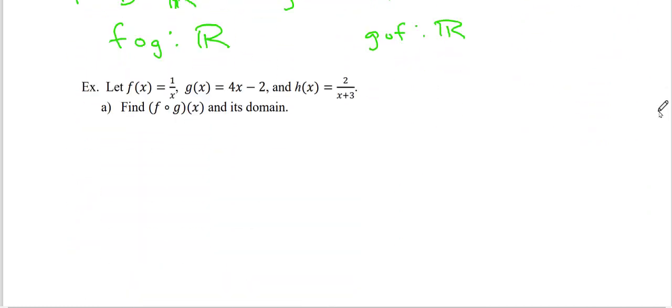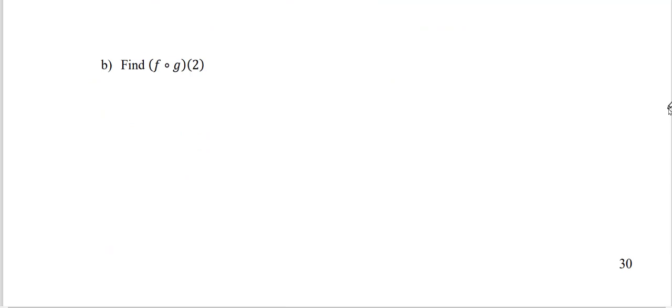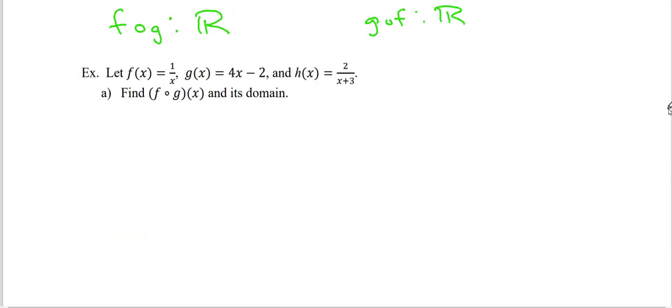Let's take a look at this one. Another example here. If f of x is 1 over x and g of x is 4x minus 2 and h of x is 2 over x plus 3, find f composed with g and its domain. F composed with g. I always kind of have to go to regular function notation for it to make sense to me. That means I'm replacing g of x with 4x minus 2, putting that into f. That is going to be 1 over 4x minus 2.